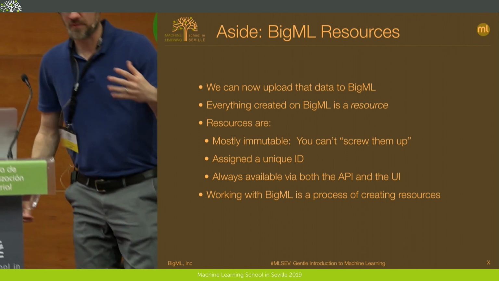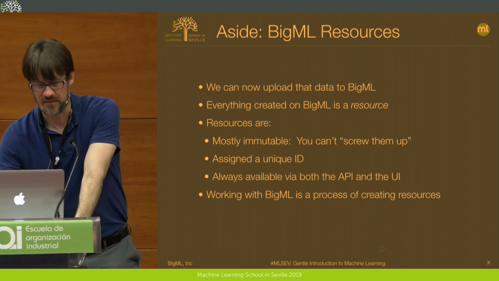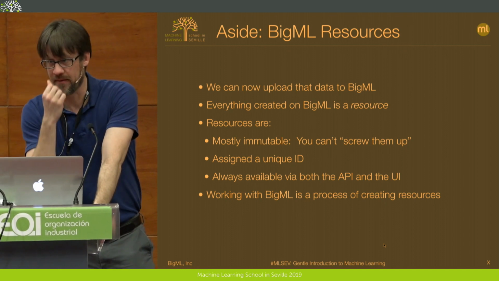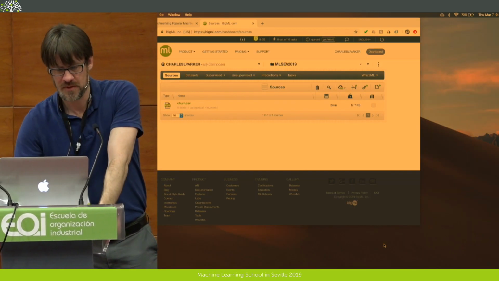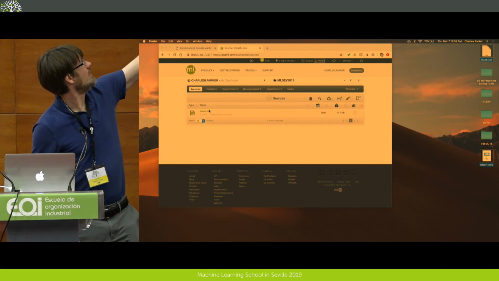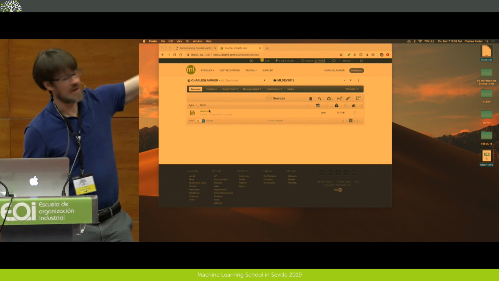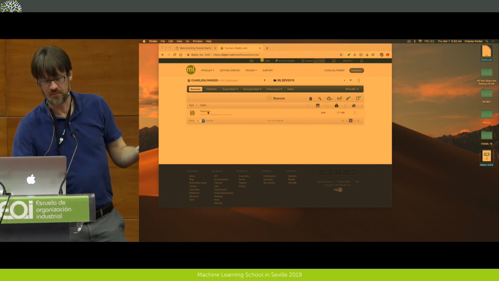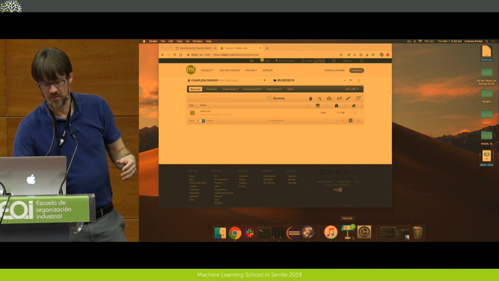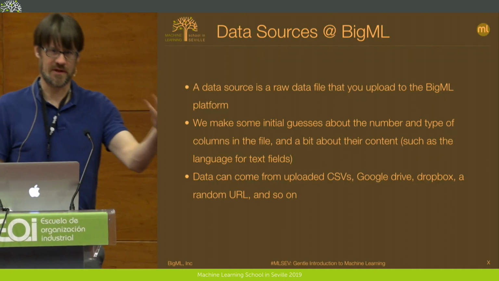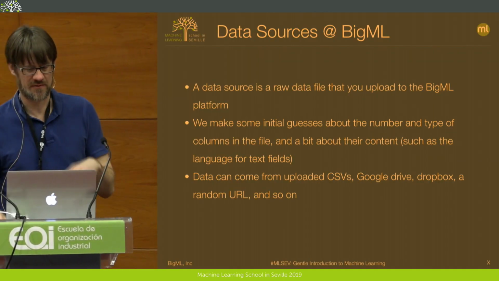And as I said before, working with BigML is a process of creating these resources. Every time you do almost anything in BigML, you create a new resource. And so you can see here, this is the resource I just created, this data source that I dragged into the platform. When I drag data into the platform, it becomes a source resource. A data source in BigML is basically a representation of these raw files that you brought into the platform. That's the thing I just created when I dragged the CSV into the platform.